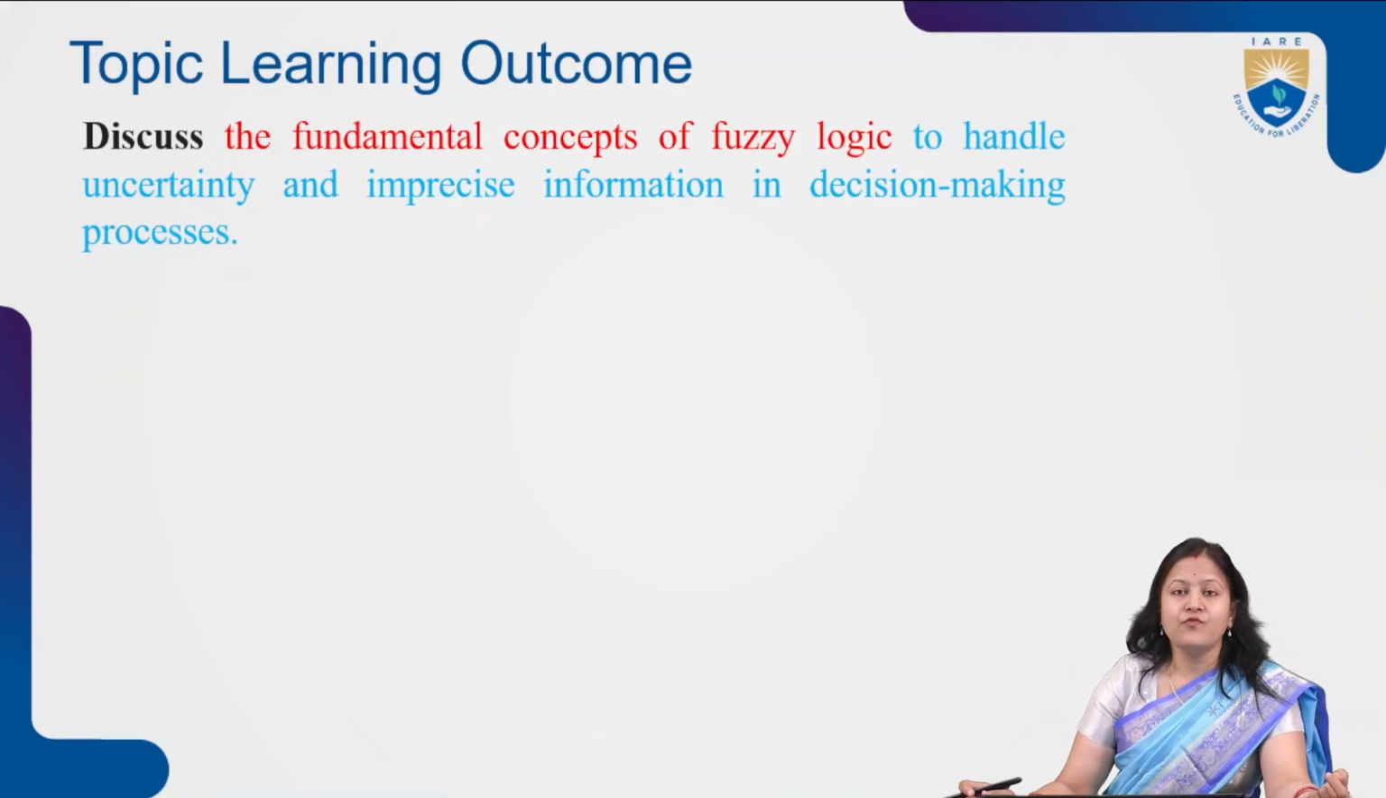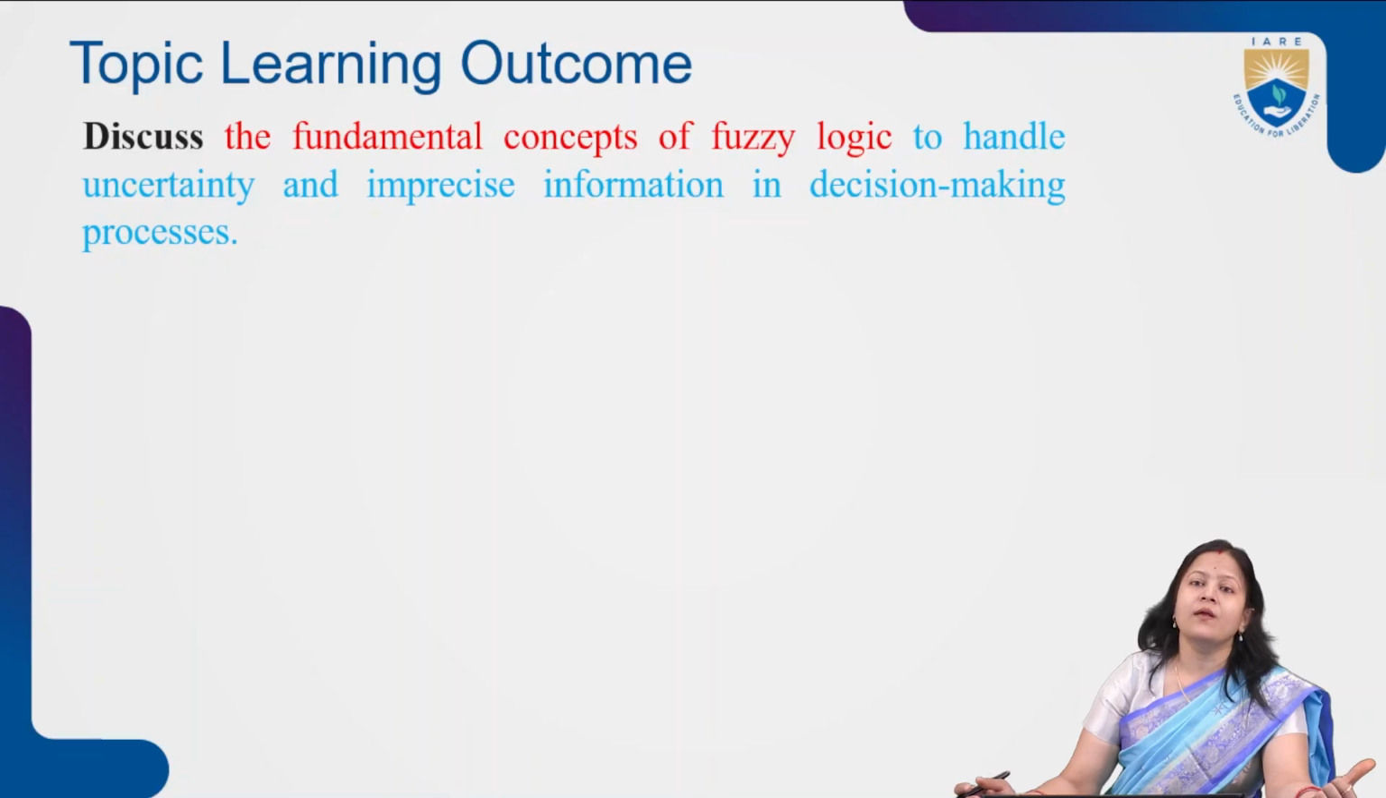This is the topic learning outcome for this particular topic. After the completion of the topic, students can discuss the fundamental concepts of fuzzy logic to handle uncertainty and imprecise information in decision-making processes. As I discussed in my previous video, you might have understood the meaning of imprecise information. Once again, fuzzy logic can handle all uncertain situations, meaning whenever the situation is very fuzzy and not certain. Imprecise information is data or knowledge that does not have exactness or precise values. Those things can be handled by fuzzy logic because it is very difficult to take appropriate decisions about them. That is why fuzzy logic can handle uncertainty as well as imprecise information.